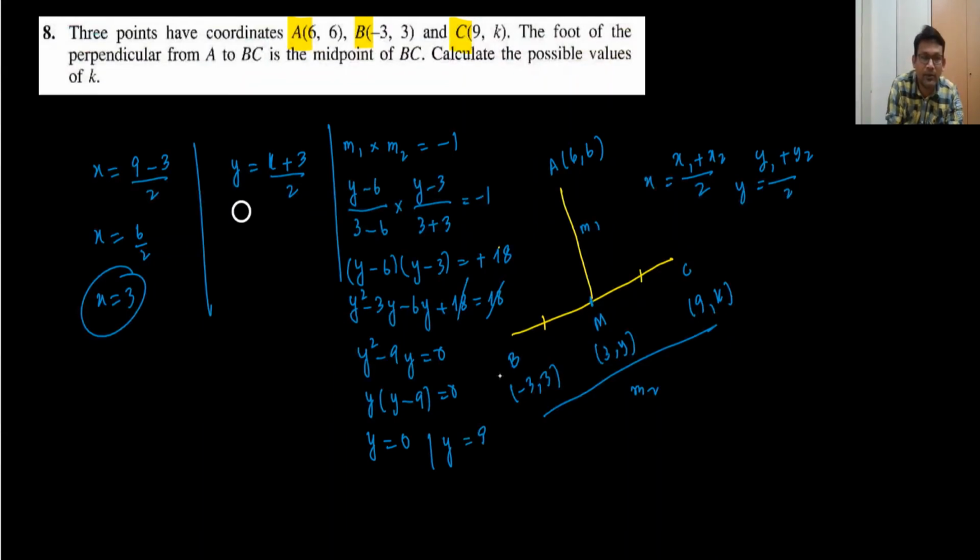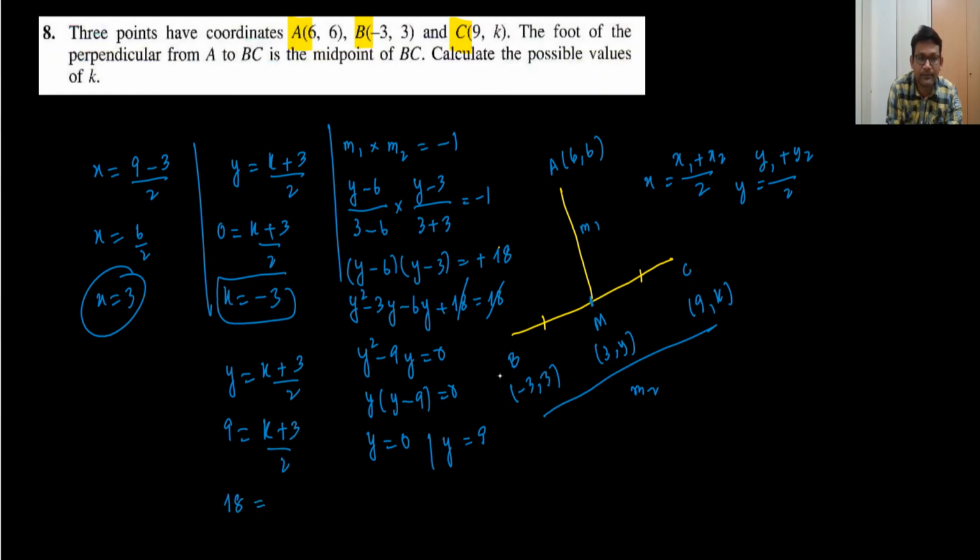This 0 we can put here: 0 is equal to (k plus 3) upon 2. The 2 goes away, and k is equal to minus 3. The first value is minus 3. The second value: again I will put the same here, 9 is equal to (k plus 3) upon 2, and this is 18, and k is coming 15. So we got two values, 15 and minus 3.